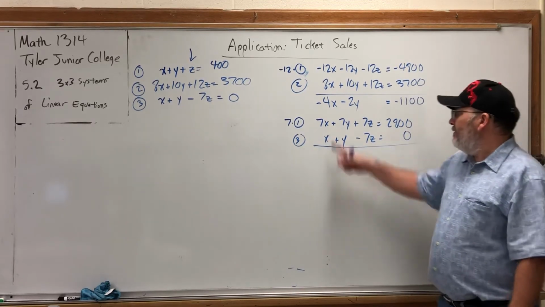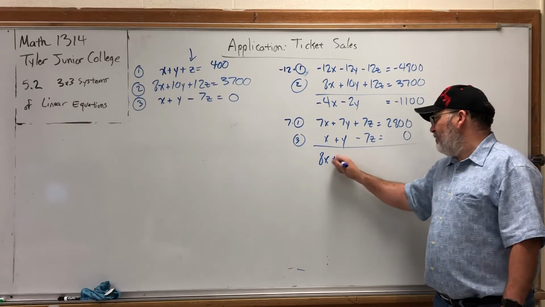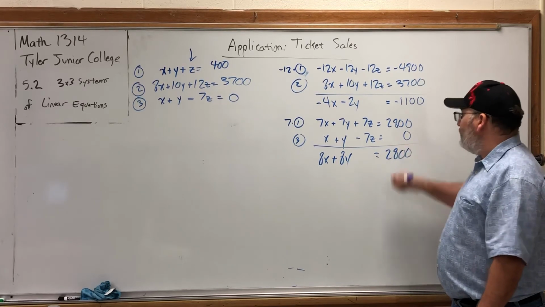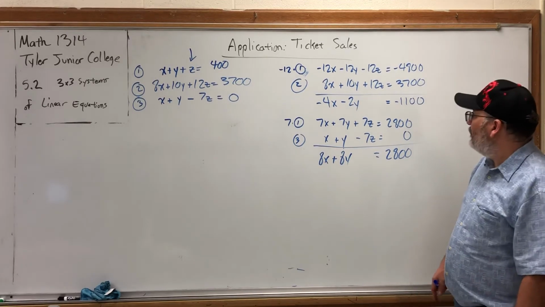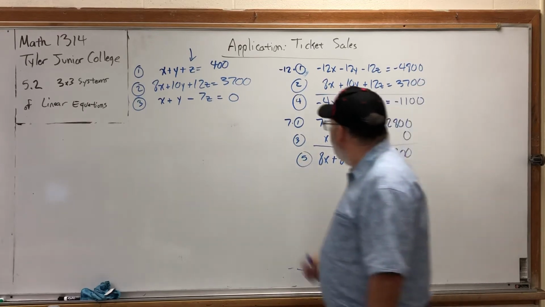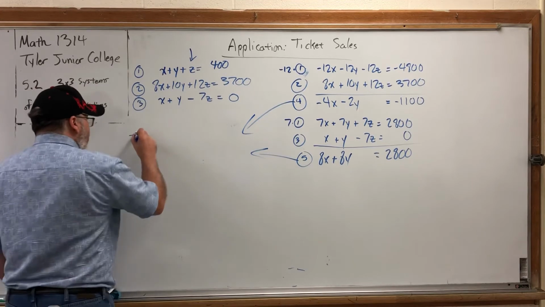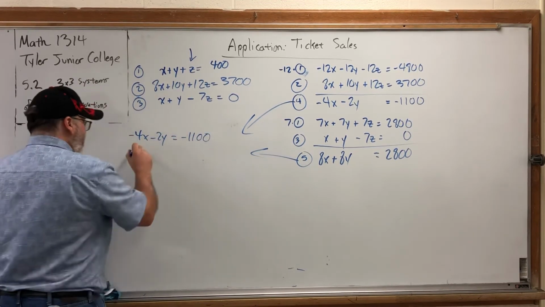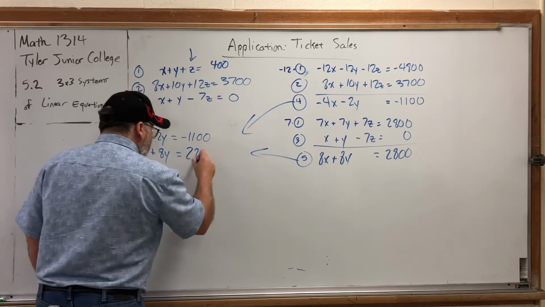This is easy to combine. 7x and x is 8x. 7y plus y is plus 8y. The z's cancel. 2,800 plus 0 is 2,800. We have our second equation with two variables. Let's take our new fourth equation and new fifth equation and make a 2 by 2 system. Negative 4x minus 2y equals negative 1,100. 8x plus 8y equals 2,800.